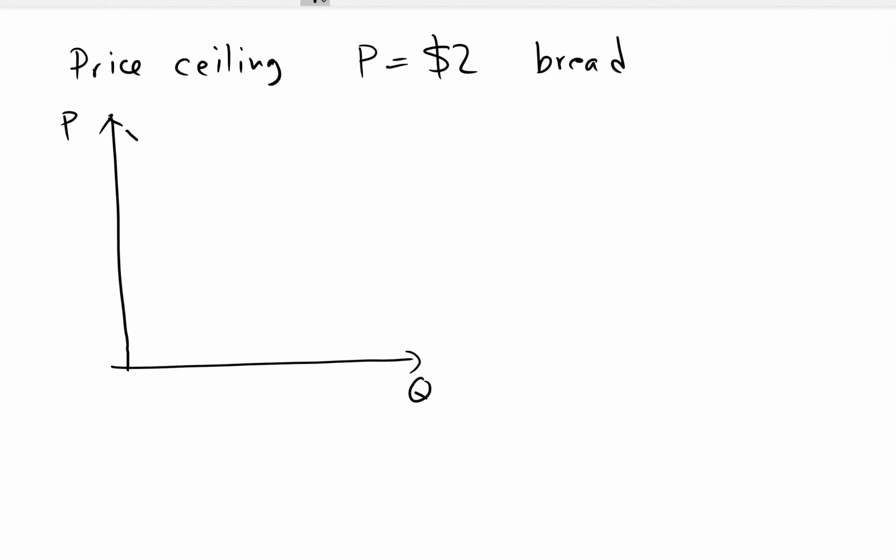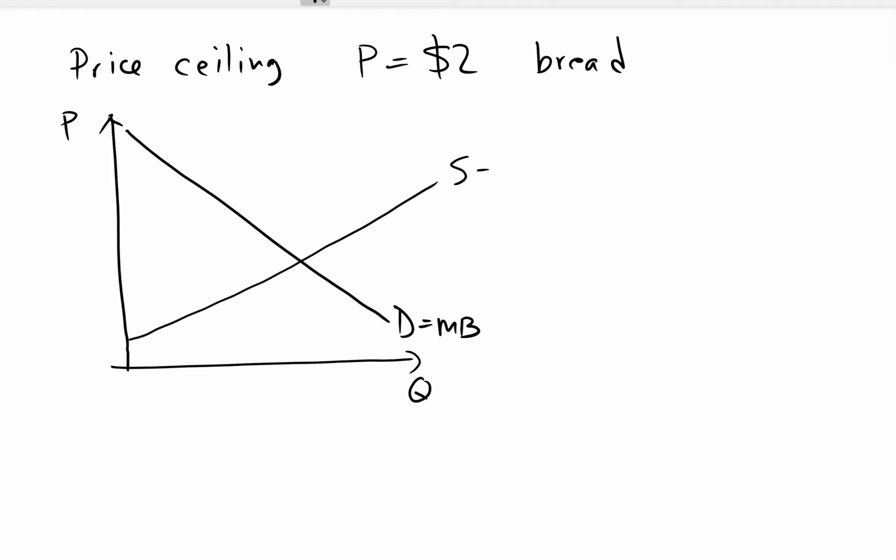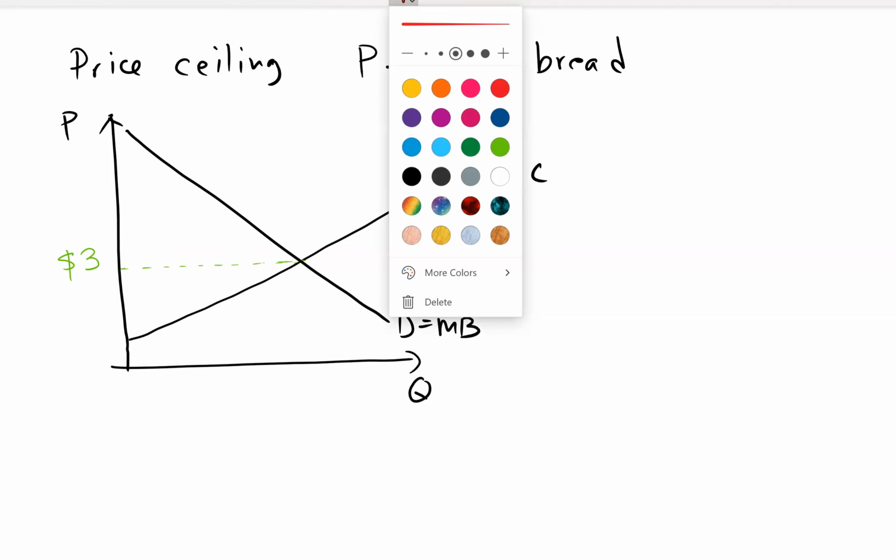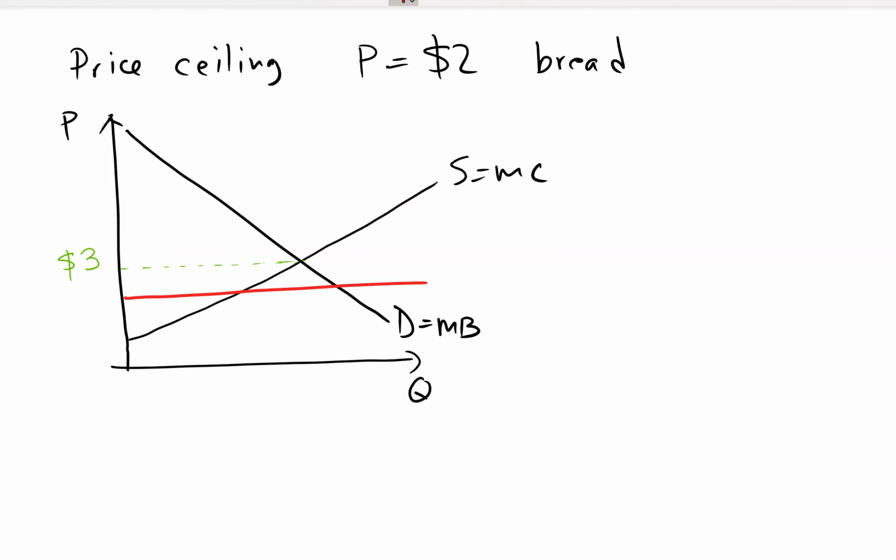All right, so let's put our demand here somewhere. Remember, that's marginal benefit. And our supply here is marginal cost. Then we had assumed that our original market price would have been $3, and instead we have put a price ceiling. So this is our price ceiling.